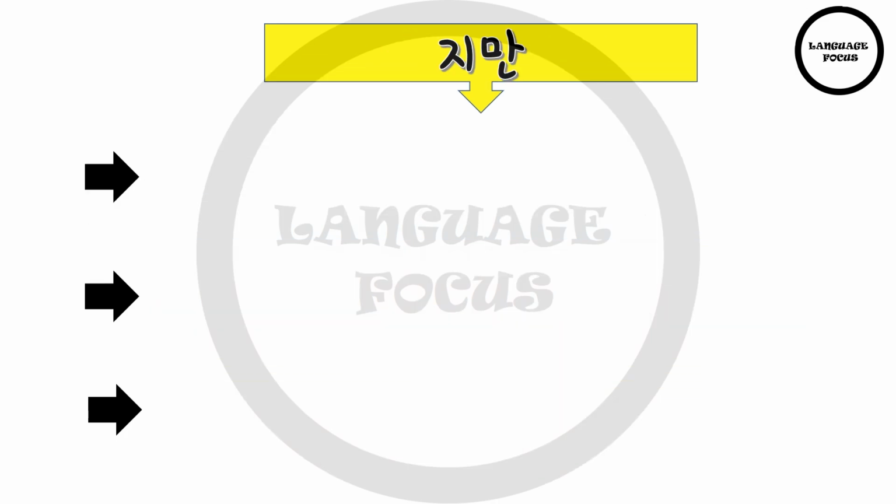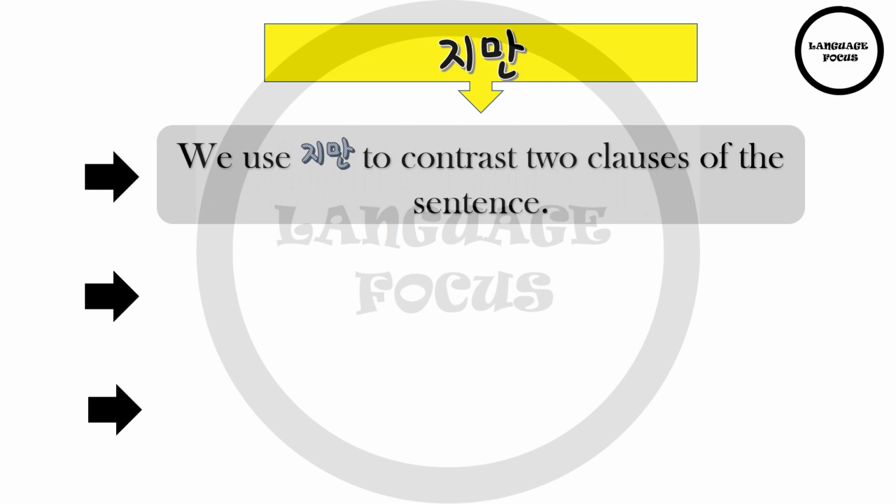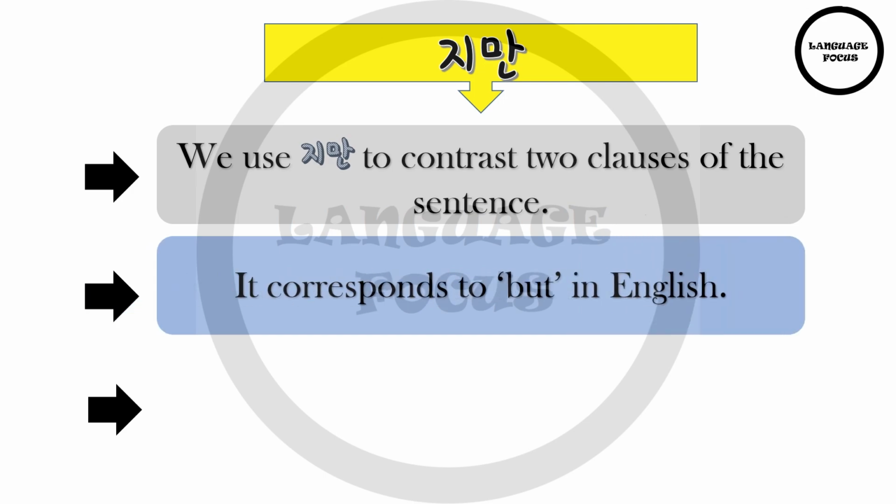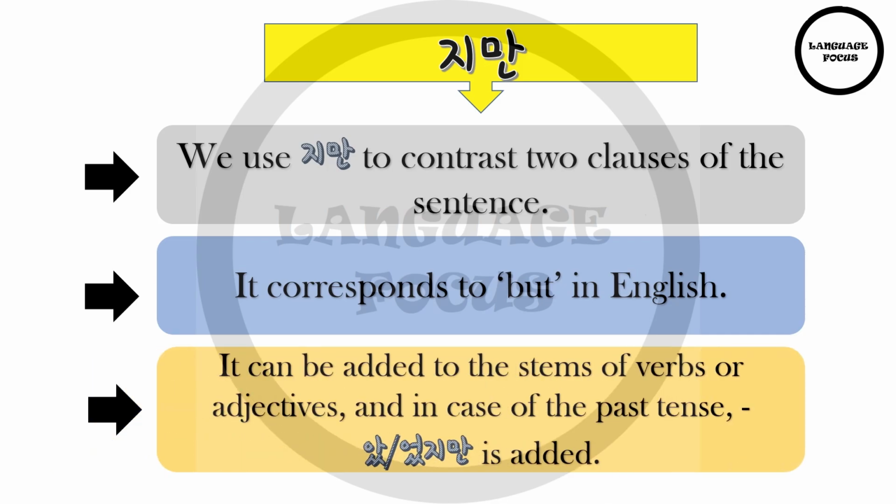지만. Firstly, we use 지만 to contrast two clauses of the sentence. The second one is it corresponds to but in English. And the last one is it can be added to the stems of verbs or adjectives. And in case of the past tense, as 없지만, is added.